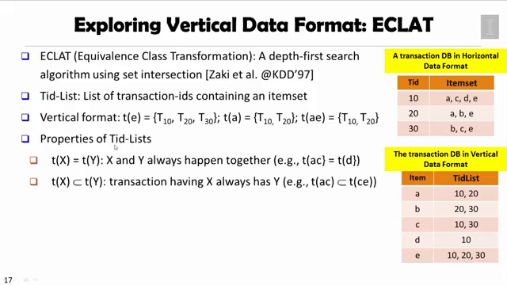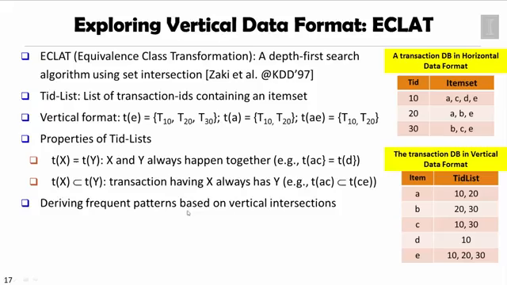Then the properties of TID lists basically say, if these two TID lists are equivalent, that means they have the same set of transactions. If this one is a subset of the other one, that simply says the transactions containing X must always contain Y, because this one is this one's subset. So you can see that if we derive frequent patterns based on this vertical intersection, we just need to see the size of these transaction lists.